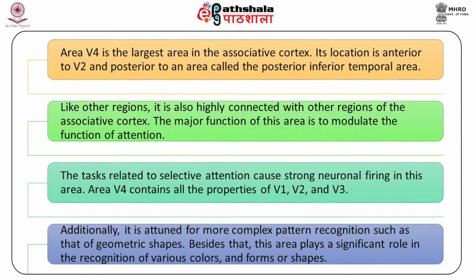Besides that, this area plays a significant role in the recognition of various colors and forms or shapes. It recognizes the salient features of a stimulus array and is especially attuned to receive messages from the straight line of vision. The spatial features of this area indicate changes according to selectivity of task to be performed. The cells of the area V4 show plasticity, that is, they adapt to the changing situations in the visual field.